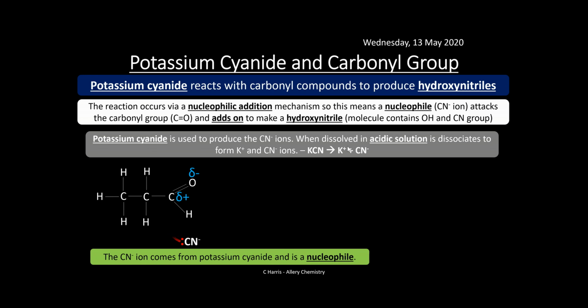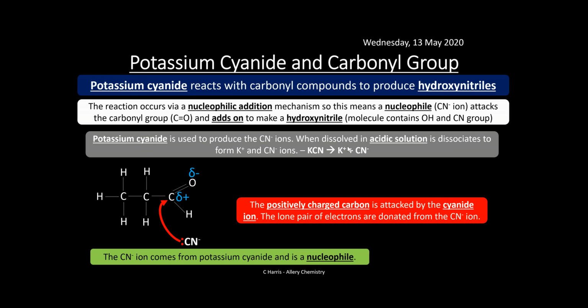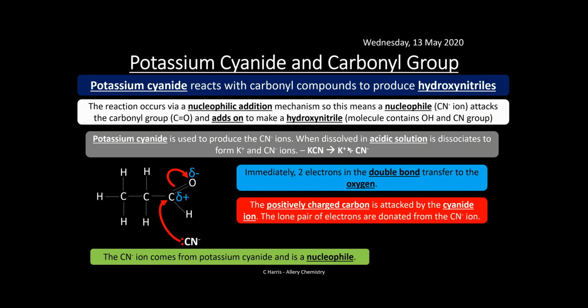You can see what's going to happen here is the electrons from the carbon attack the delta positive carbon. It's a nucleophile, so effectively the lone pair of electrons are donated to it. Then what happens immediately is, because we're forming too many bonds around the carbon, one of the double bonds starts to break, and two of the electrons in the double bond transfer to the oxygen at the top.